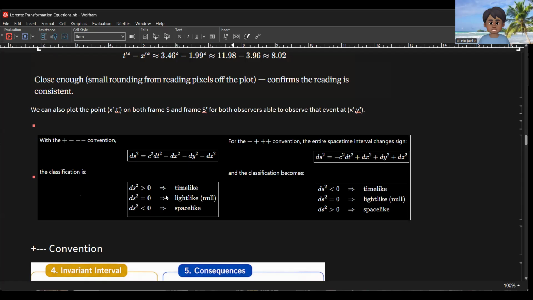So the classification for this convention: ds squared greater than 0 means this is time like. For ds squared equal to 0, this refers to light like. For ds squared less than 0, this refers to space like. Therefore, for the negative, positive, positive, positive convention, ds squared less than 0 means time like, ds squared equal to 0 means light like, and ds squared greater than 0 means space like.